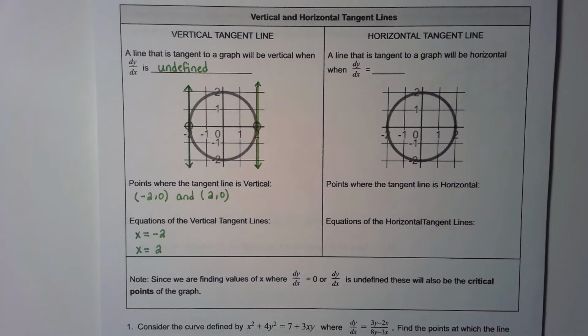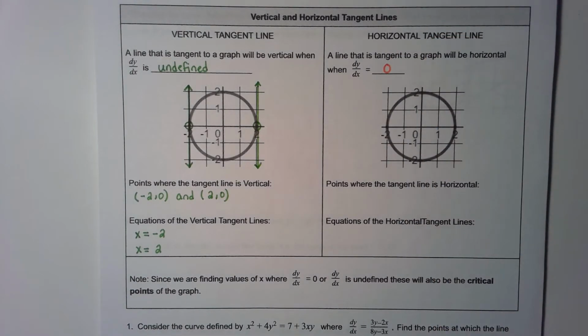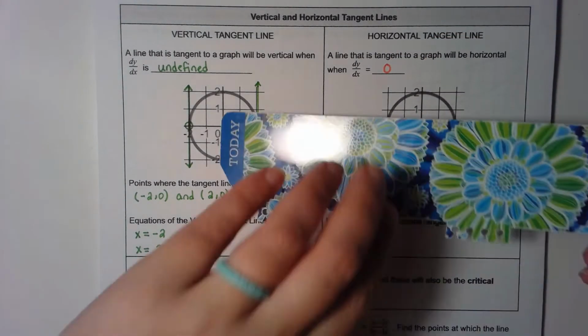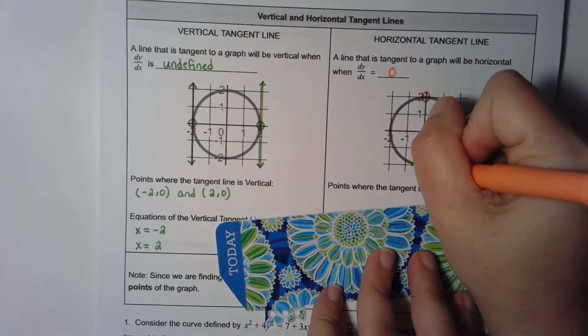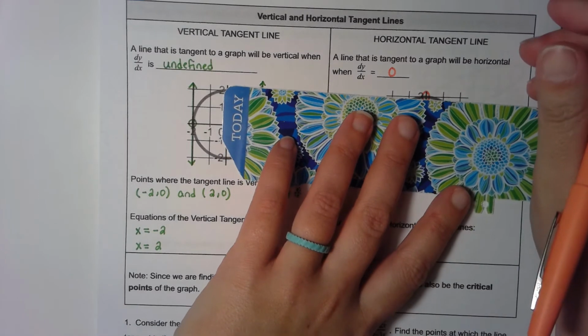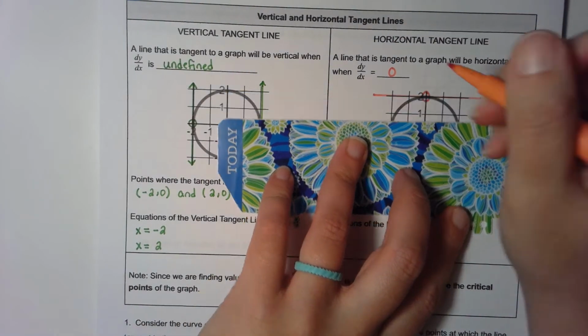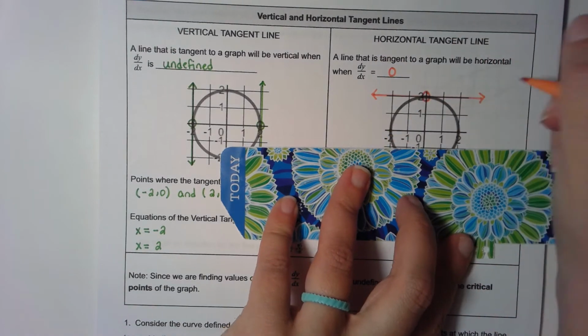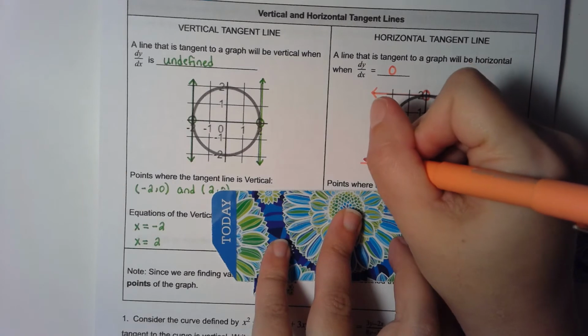The other thing we're often asked to look for are horizontal tangent lines. A horizontal tangent line is going to be a place where the derivative is equal to 0. So it's going to be horizontal, which is the opposite direction. In this case, those horizontal tangent lines are going to occur right here at the top and right here at the bottom. You'll notice that's very similar to where we found places where the derivative equals 0 when we talked about this before. In this case, it's just attached to a circle instead of a curve.